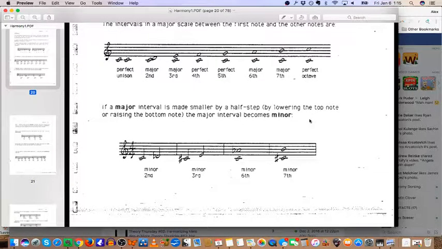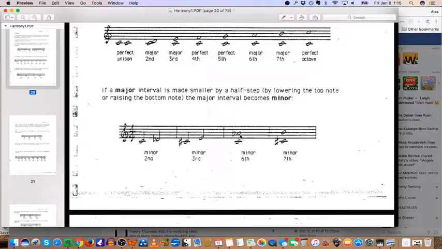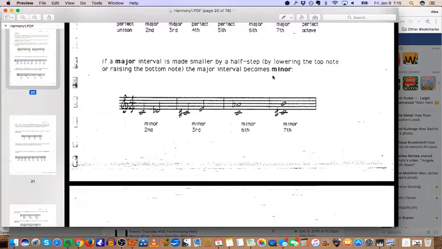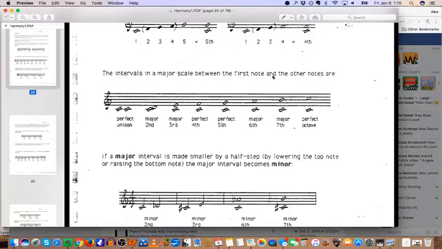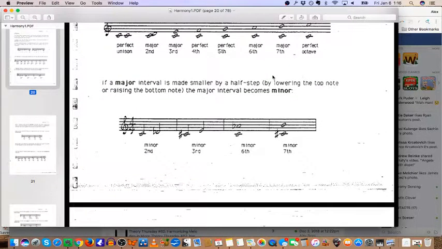If a major interval is made smaller by a half step, okay, so you take any of these and you need to make the space smaller. So if you flatted any of the major intervals, like the second, the third, the major 6th, or the major 7th, it becomes minor. Okay, so it also works if you raise the lower note. Raise the bottom note. Okay, it becomes minor. Okay, so a major interval made smaller by a half step, either from the top or the bottom, becomes minor.